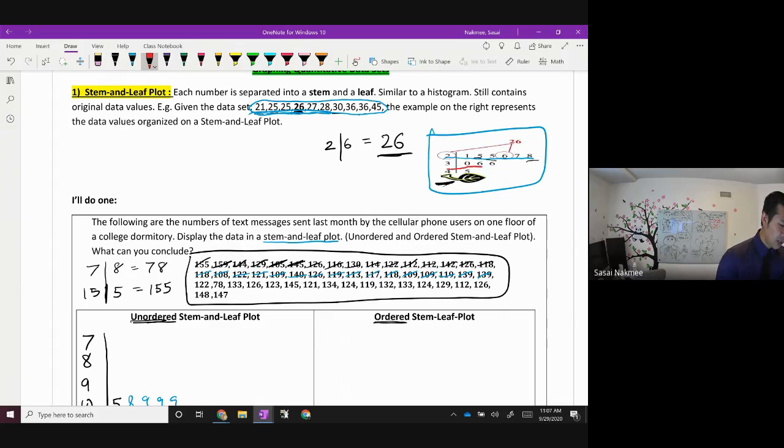3, 0, and then the 6. The 6 right there represents the 30, 36, 36 right there. And then the last one would be the 45, and that represents this guy right here. And that's all stem and leaf is.